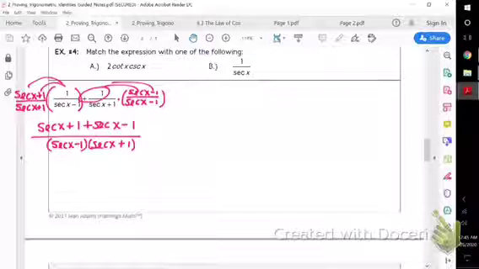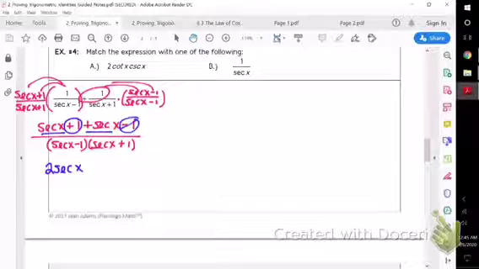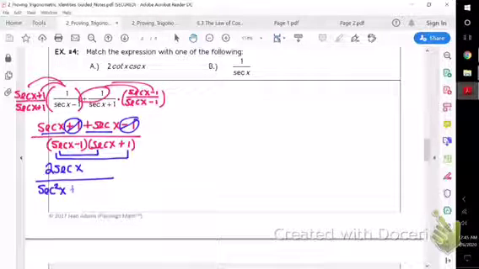All right, so let's see. What can we do in the numerator here? Well, we can combine like terms. And so we have secant plus secant is 2 secant. And 1 minus 1 cancels. In the denominator, we can do FOIL. So secant times secant, secant squared of x. Secant times 1 is secant of x. Negative 1 times secant is negative secant of x. And negative 1 times positive 1 is negative 1.